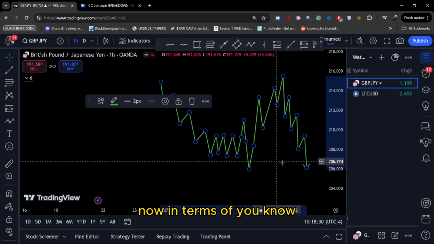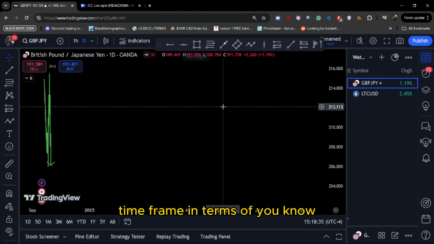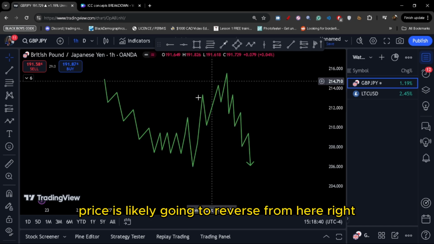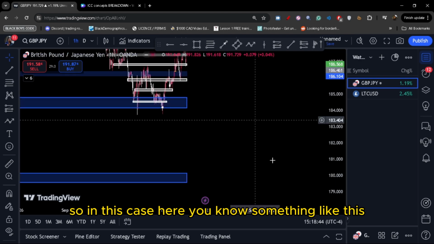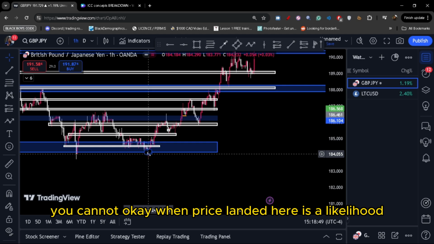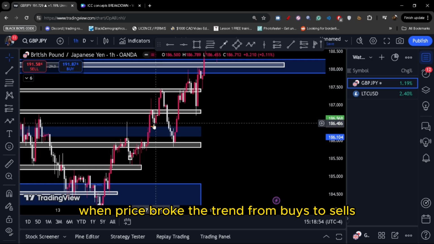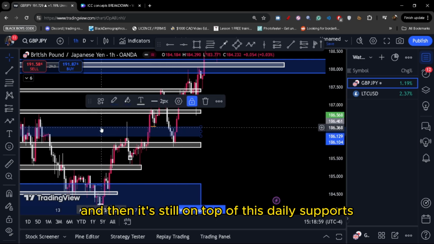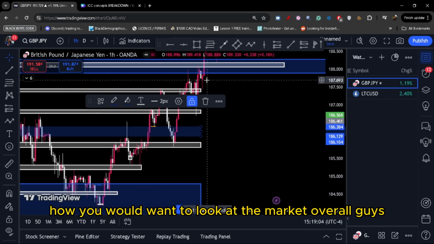Now, in terms of taking your trades, this is where we incorporate the daily time frame, in terms of knowing when to not take your trade or knowing when price is likely going to reverse from here, right? So in this case here, something like this, you can know, okay, when price landed here, there's a likelihood that price wants to reverse from here. When price broke the trend from buys to sells and then it's still on top of this daily support, then likely price wants to continue buying, right? So this is essentially how you would want to look at the market.